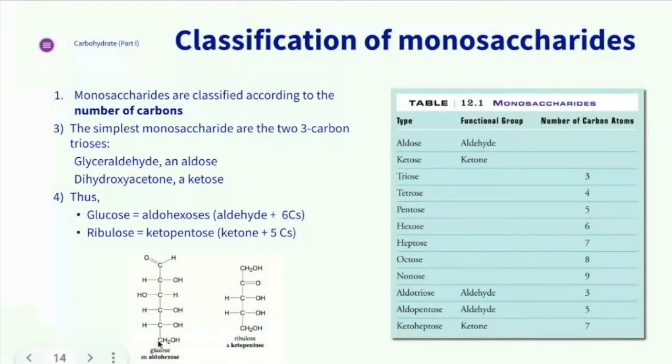Okay, so let's see for example here. So this is the aldehyde functional group. Okay, 1, 2, 3, 4, 5, 6 carbons in the backbone. So it is glucose with an aldehyde functional group and 6 carbons. So it belongs to the aldohexoses. Okay, and this is ribulose. It has the functional group of ketone and consists of 5 carbons in the backbone. So ribulose belongs to the ketopentose sugars. That's it. Very straightforward.